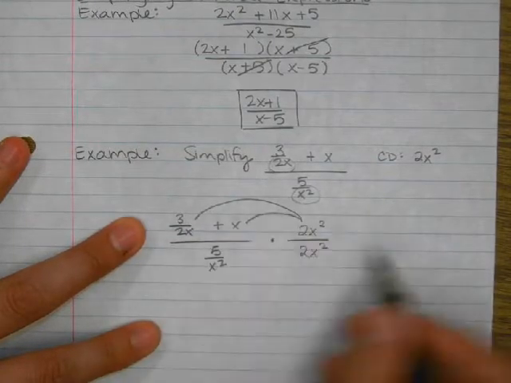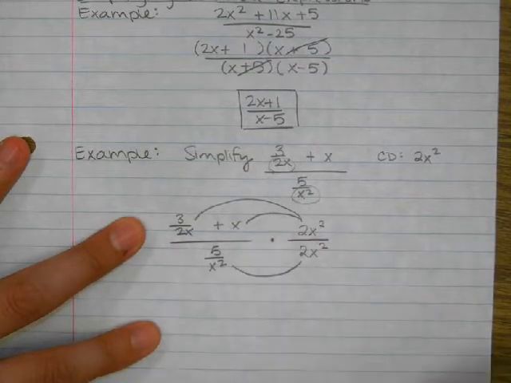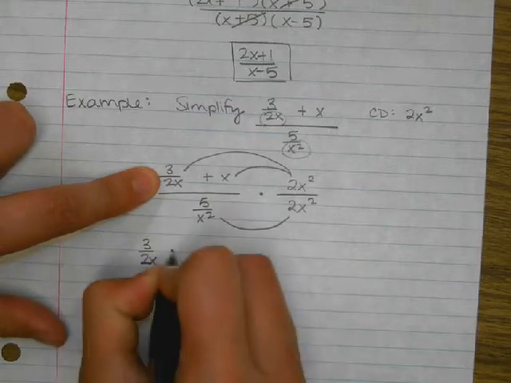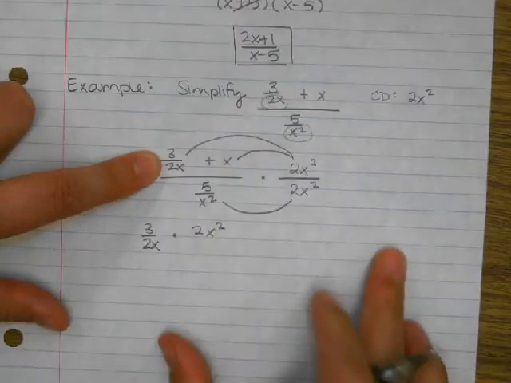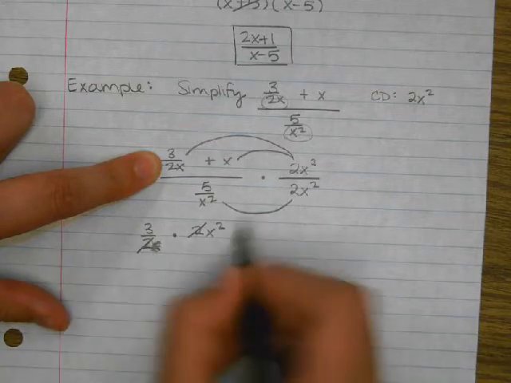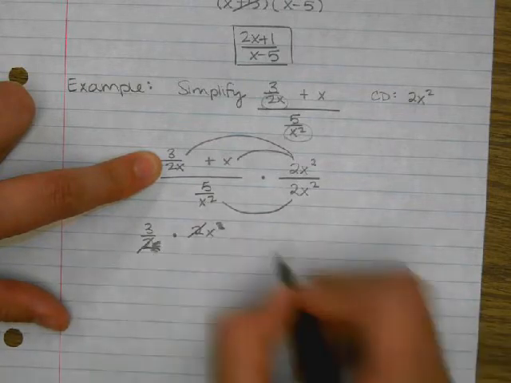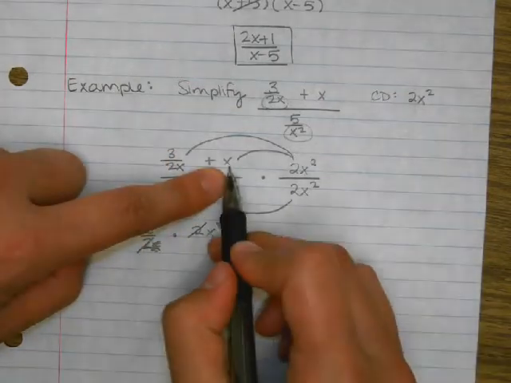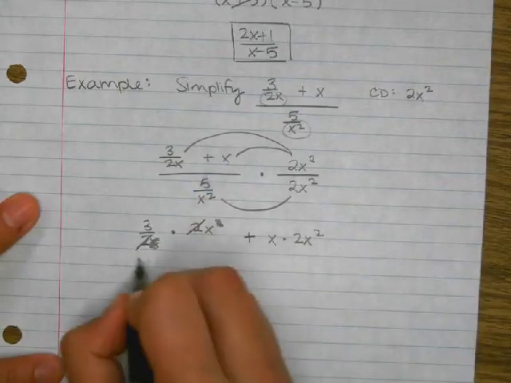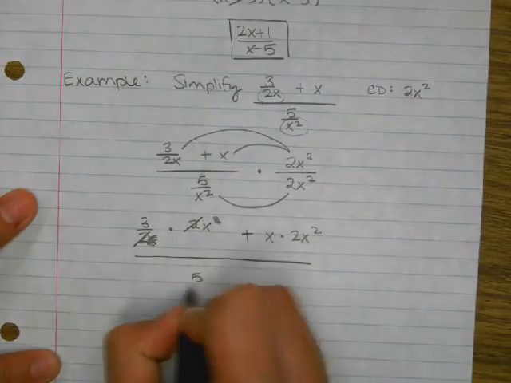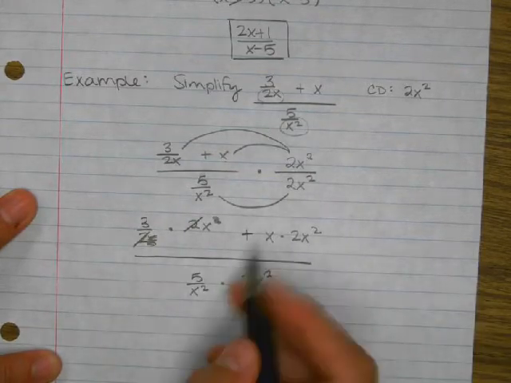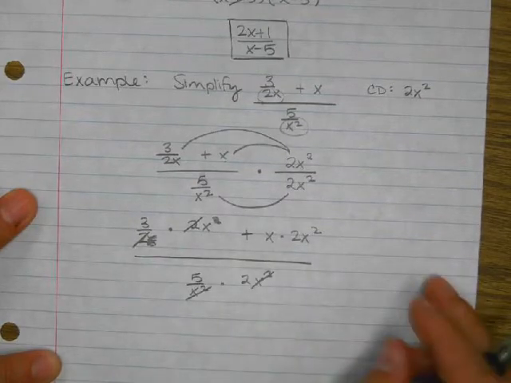So I'm taking this, I'm multiplying the top together, I'm multiplying the bottom together. So when I do 3 over 2x multiplied by 2x squared, I can see that the 2's will cancel out, and I can see that this 1x will cancel out with 1x right here. And I've got the plus, and I have x being multiplied by 2x squared. And then on the bottom, I have the 5 over x squared, and that is being multiplied by 2x squared. And here I can see that the x squared on the bottom and the x squared right there should cancel out.